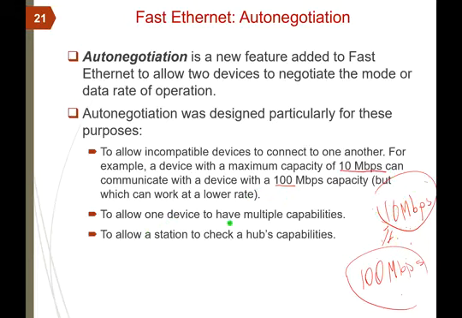To allow one device to have multiple capabilities, of course. So this device can communicate with another one of 100 megabit per second or a device with 10 megabit per second. It also allows a station to check a hub's capability. Hubs or switches also have data rates. The switch may support 10 megabit or 100 or 1 giga. So with auto negotiation, before the communication starts, the device will check what data rate this hub or switch can support before starting communication.